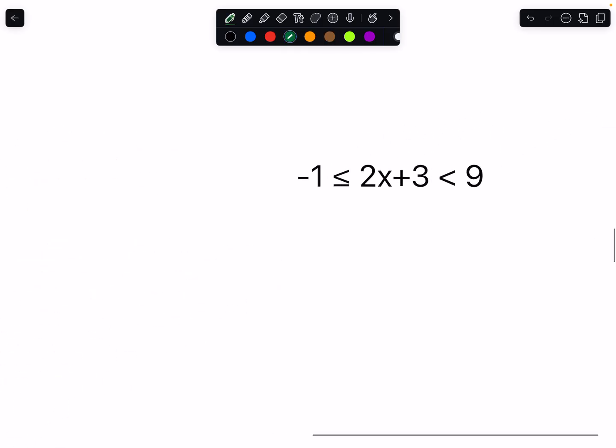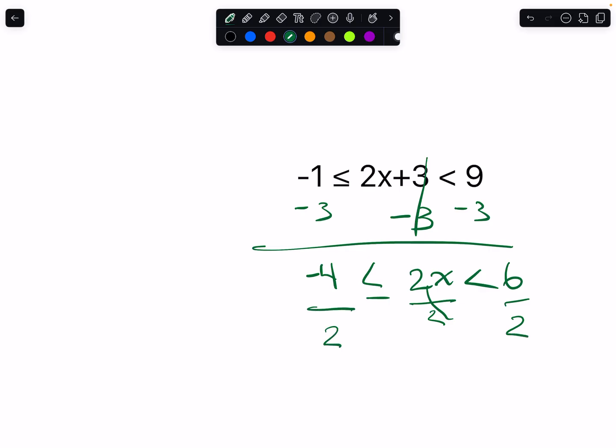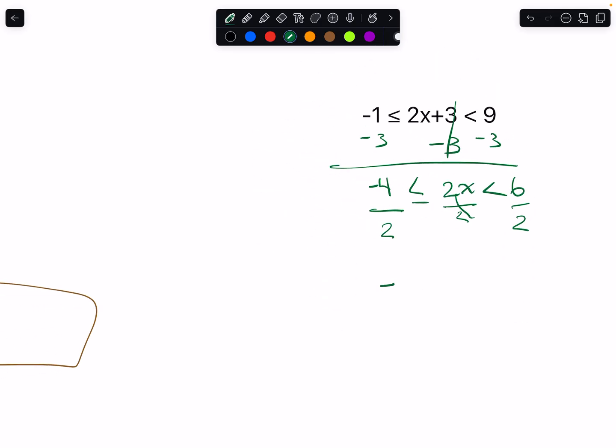And for our "and," whatever we do to one, we do to all. So we -3 first on all sides. We get -4 is less than or equal to 2x, which is less than 6. Divide by 2 on all sides. And we get -2 less than or equal to x, which is less than 3.